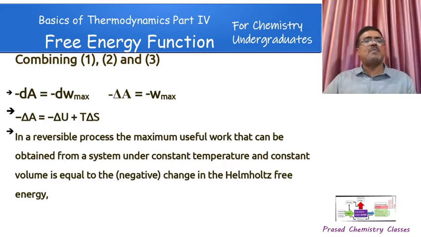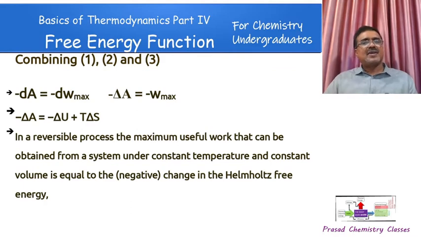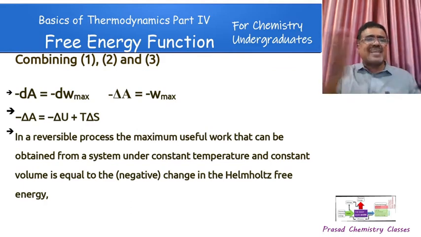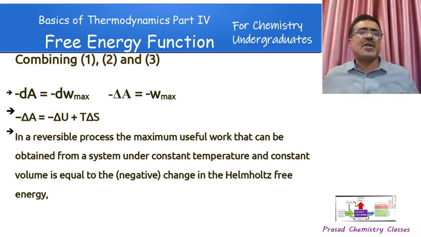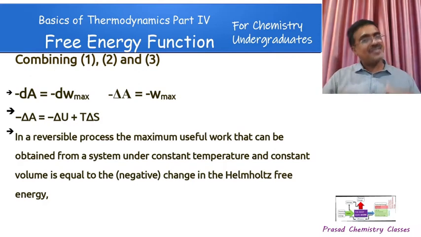Okay. Similarly, we can show that minus dA is equal to minus dW maximum, or minus delta A is equal to W maximum, and minus delta A is equal to minus delta U plus T delta S. In a reversible process, maximum useful work that can be obtained from a system under constant temperature and constant volume. Constant temperature, constant volume process, the maximum work that can be obtained is what we call, we simply put useful. Here it can be expansion or non-expansion, we need not worry. Here there cannot be expansion type of work. Why? Constant volume process. Then it will be the useful. It is representing the useful type of work other than expansion here.